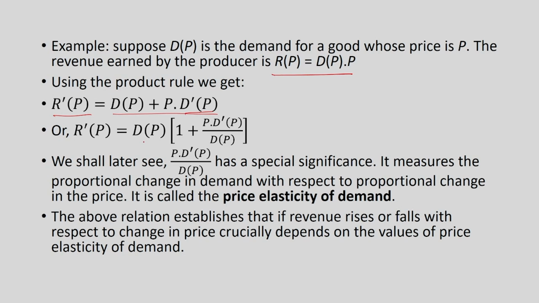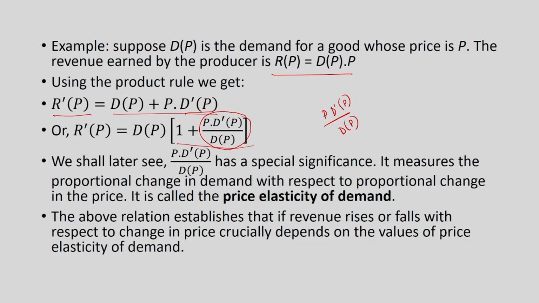Or we can take D of P common on the right hand side, and what we should get is 1 plus P multiplied by D prime P divided by D of P. Now, this term is an interesting term. Let me write it separately. It is P D prime P divided by D of P. It has a special significance. It measures the proportional change in demand with respect to proportional change in the price. It is called the price elasticity of demand, right.